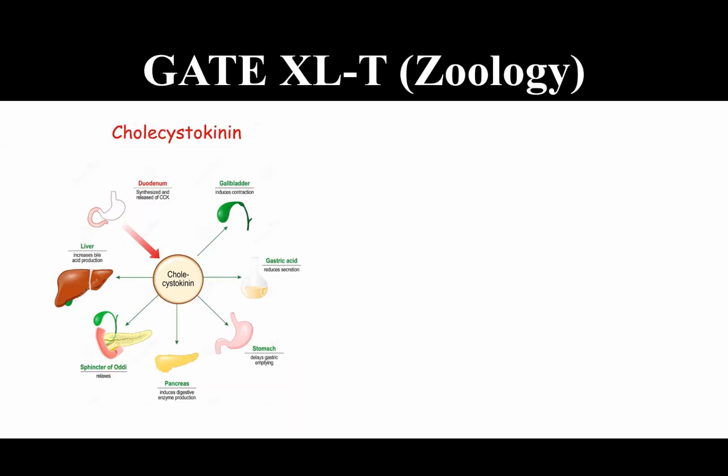Next is cholecystokinin, which is secreted by the duodenum, and it has a primary role in the digestive system. For example, it increases bile acid production in the liver, induces the digestive enzyme production in the pancreas, and it also reduces the gastric acid secretion, along with delaying the gastric emptying of the stomach, increasing the contractions of the gallbladder while relaxing the sphincter of Oddi.